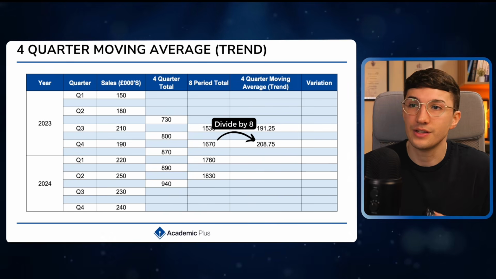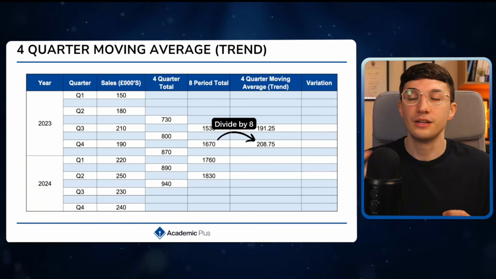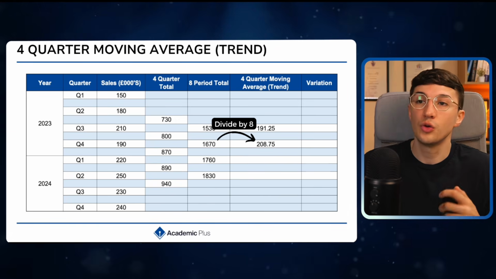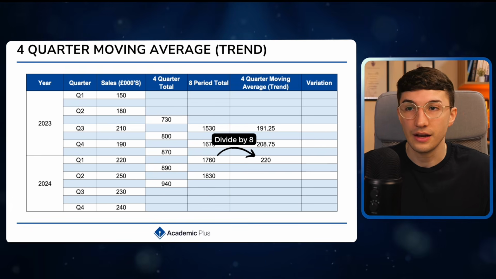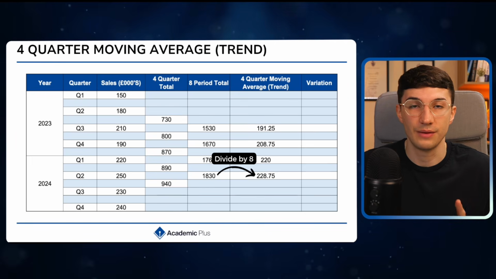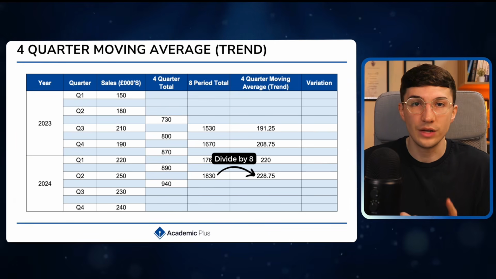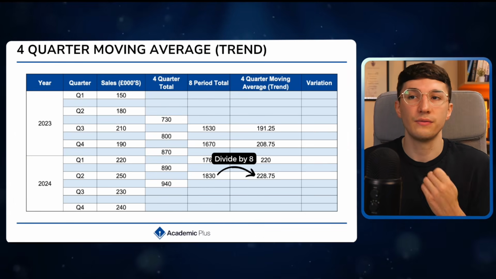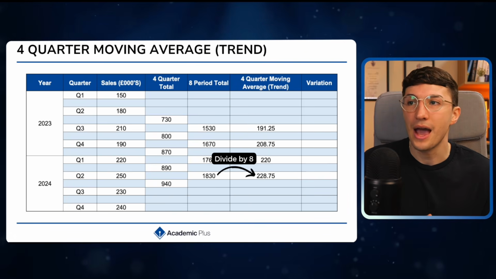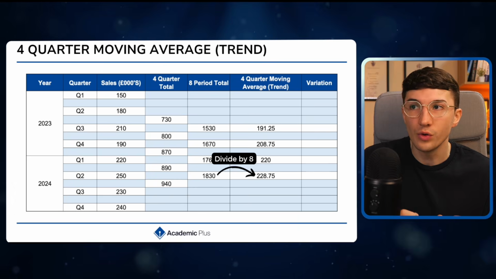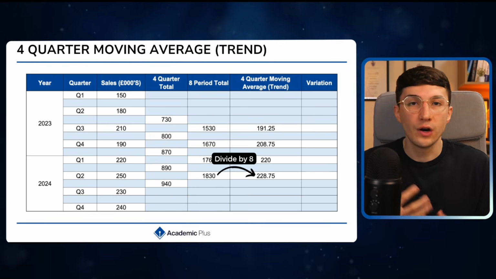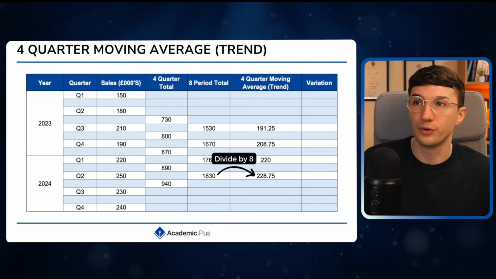Then we do that again. We do 1,670 divided by 8 to give me a 4-quarter moving trend within Q4 2023 of 208.75. Then again to get me 220, and then again to get me 228.75. Now, the last thing that we need to do is to calculate the variation. Now, what that variation will tell me is, compared to the data actually recorded, let's say in Q3 for 2023, how far away was our 4-quarter moving average trend?